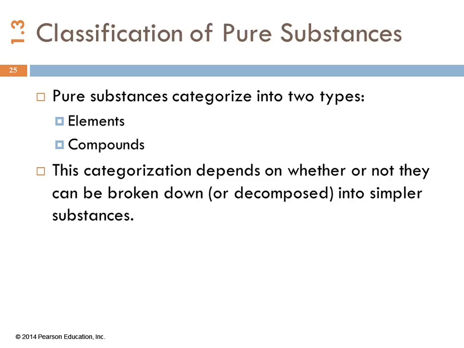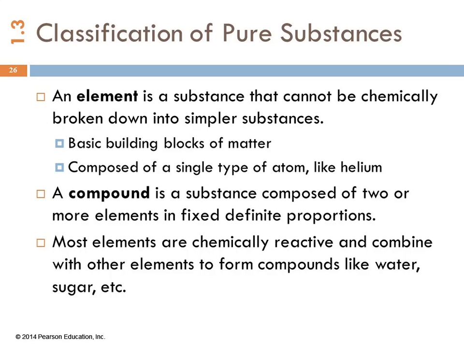The pure substances can be broken into 2 categories, elements and compounds. And this is based on whether the particles can be broken down into simpler particles or simpler substances. Elements are already as simple as they can be. They cannot be broken down into simpler components, whereas compounds are made of elements and can be broken down. So an element is a substance that cannot be chemically broken down into simpler substances. The basic building blocks of matter.